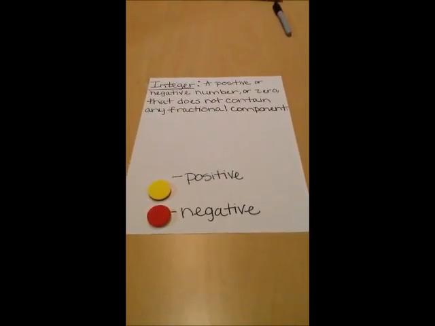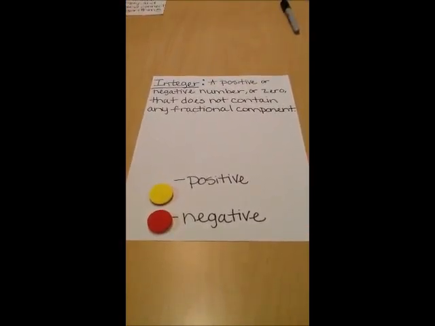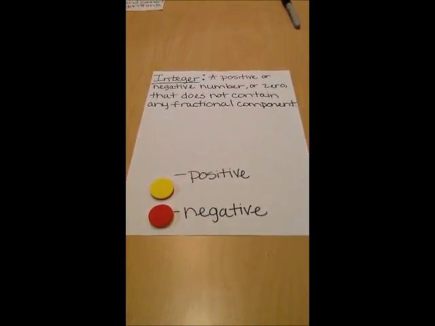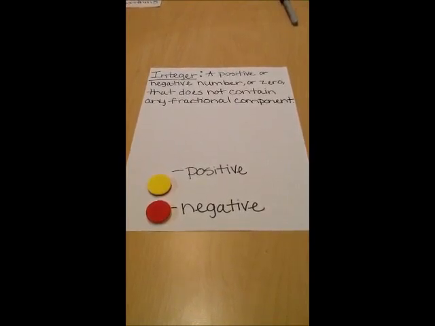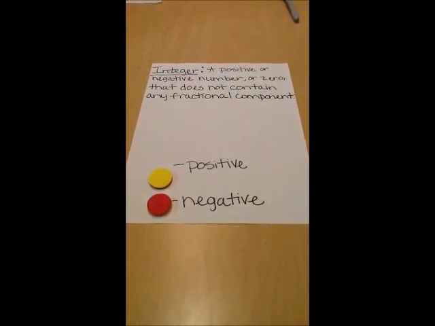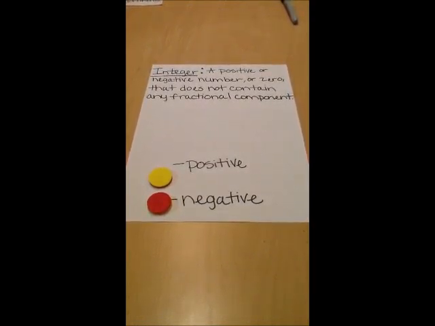It is important to remember the definition of an integer. The definition of an integer says a positive or negative number, or zero, that does not contain any fractional component. For our lesson today, yellow counters will serve as positive numbers and red counters will serve as negative numbers.